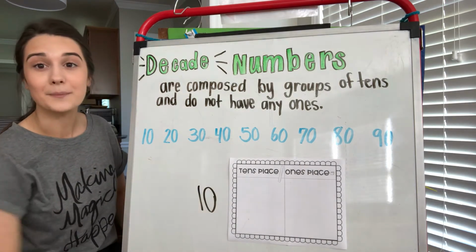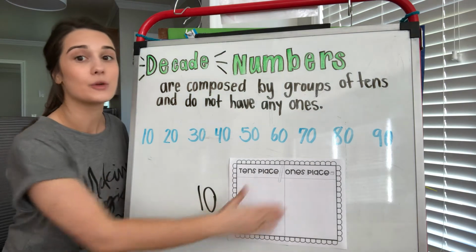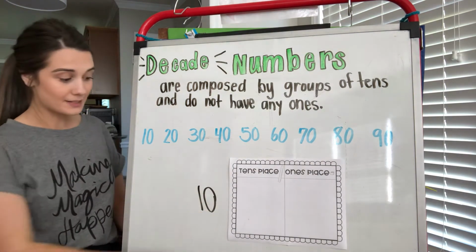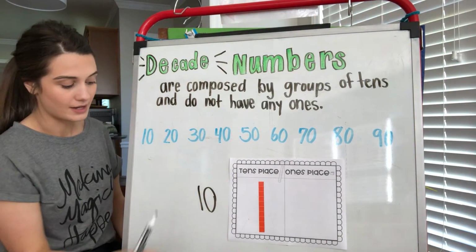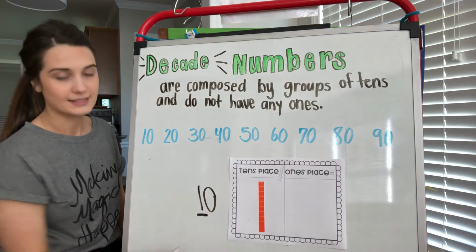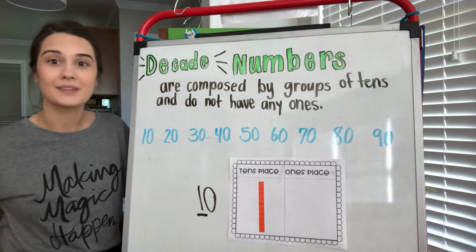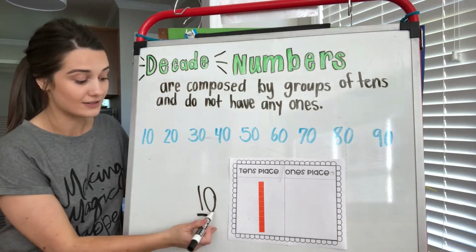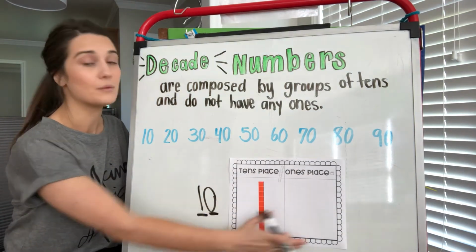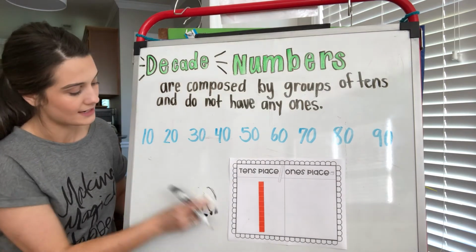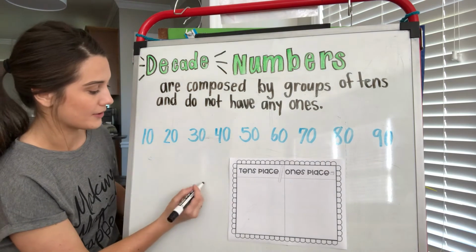If we're looking at the number 10, what do I need to put in the tens place or the ones place? I need to put a group of 10 in the tens place because we have a 1 in the tens place. Now, do I need to do anything with the ones place with this number 10? I do not have to do anything because there is a 0 in our ones place, so I do not need to add any ones in the ones place. Let's look at another decade number.